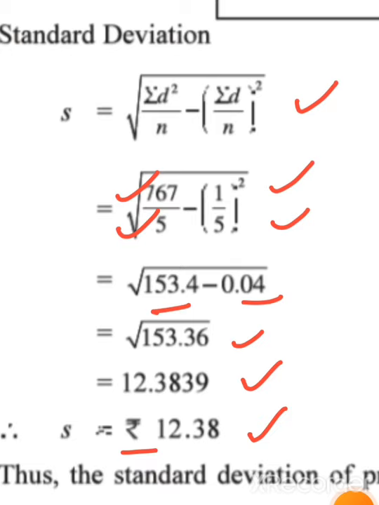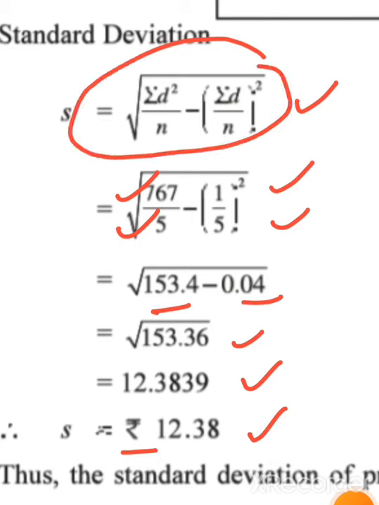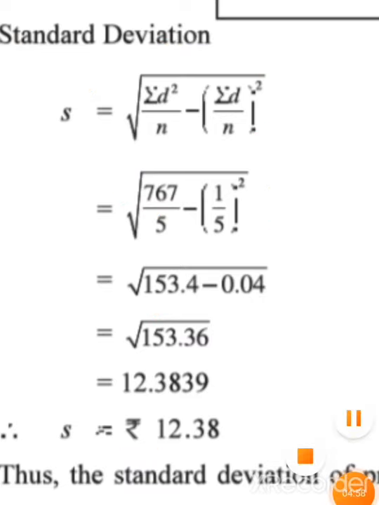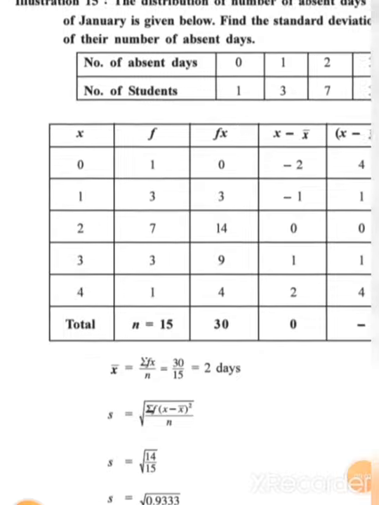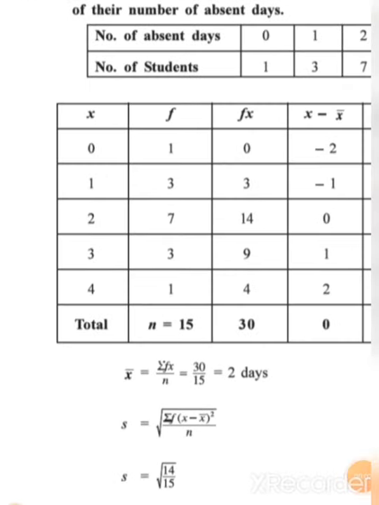And children, as these are discrete values and they had said that you need to use the shortcut method, this is the formula for the shortcut method to find out the standard deviation when only discrete values are given to you, right? So this is how we found out the standard deviation for the sum. Okay, now we shall see the next sum, our example number 15. What has been given over here?